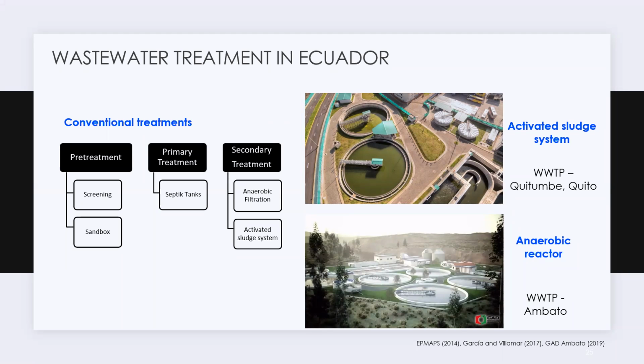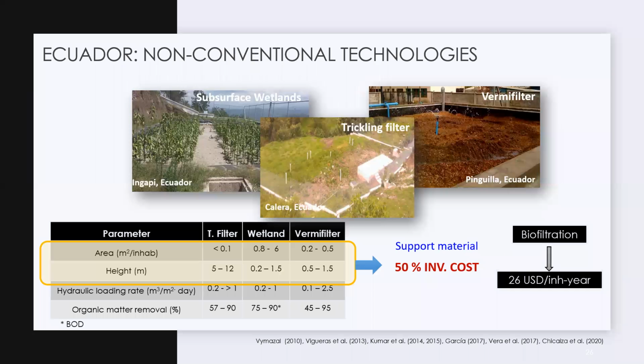Here in Ecuador, you can have conventional treatments, as the one that you can see here in this slide, in many different places, different systems, depending on the size of the city and the amount of money that you have. And you can also find just a few, but you can find them, some of these non-conventional technologies. As I said, in these non-conventional technologies, one of the problems is that you have to invest in buying the support material, which is the one that you will have here in this vermifilter. The vermifilter is the one that you have with worms. But the advantage is that these non-conventional technologies are cheaper than advanced technologies. It could cost something like $26 per year per inhabitant. So it is going to be very interesting if you are able to use these technologies in some cases.